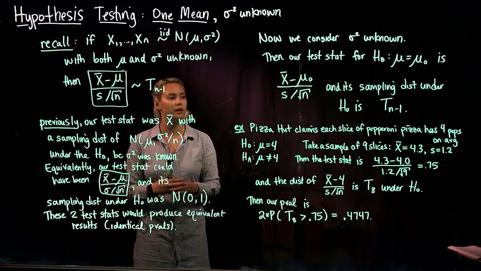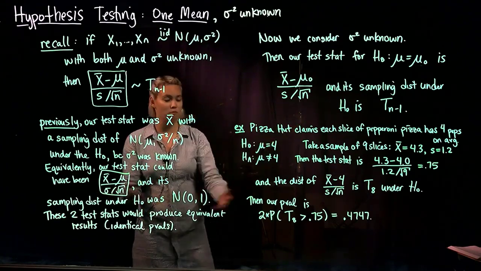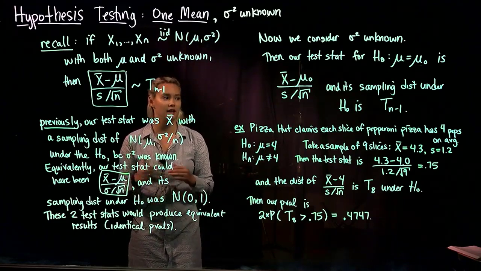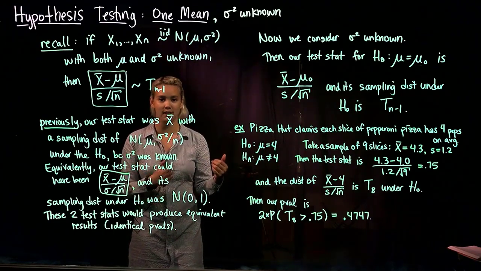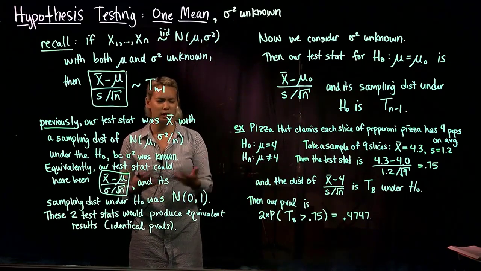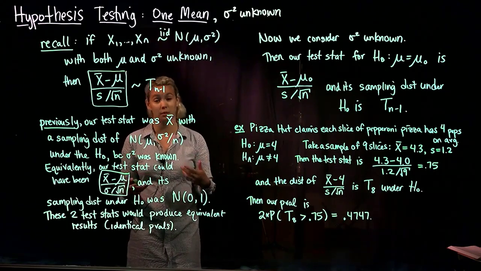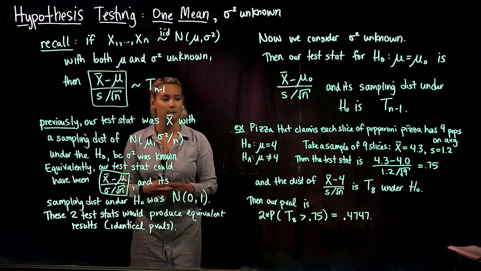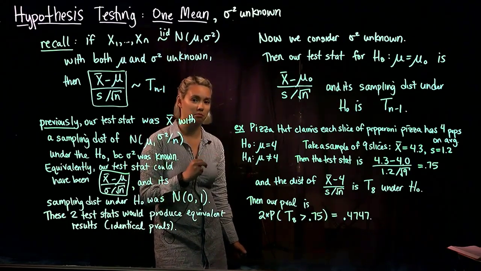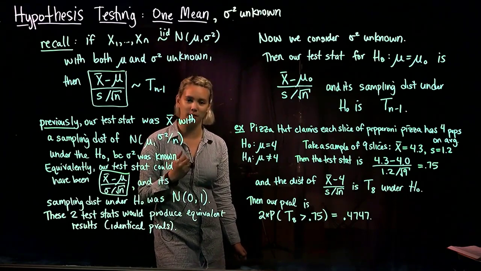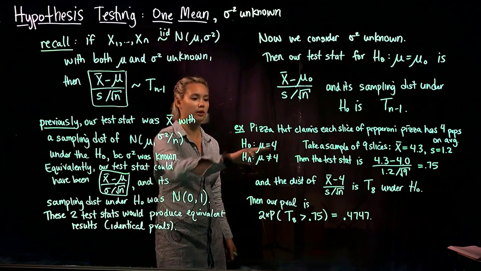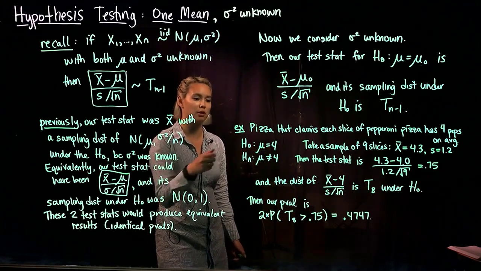Okay, so I just made this up, but maybe we could say that Pizza Hut claims that each slice of pepperoni pizza has, on average, 4 slices of pepperoni. And maybe you eat a lot of pizza and you're wondering, okay, is this actually true? Are there really 4 pieces of pepperoni on each slice on average? All right, so then the null hypothesis would be what Pizza Hut claims. Mu, which is the mean number of slices of pepperoni on a slice of pizza, is equal to 4. And then the alternative would be mu is not equal to 4.